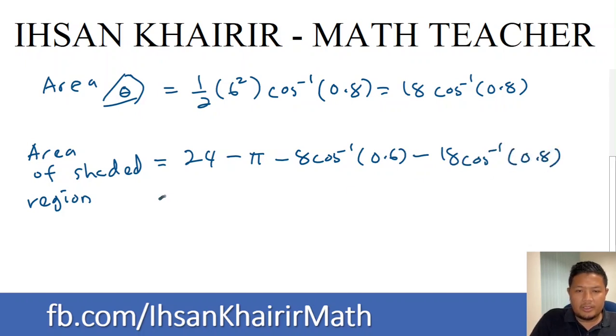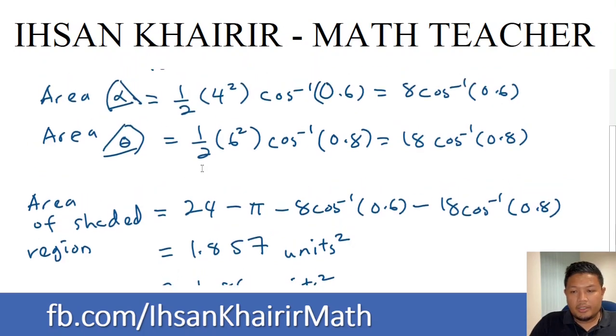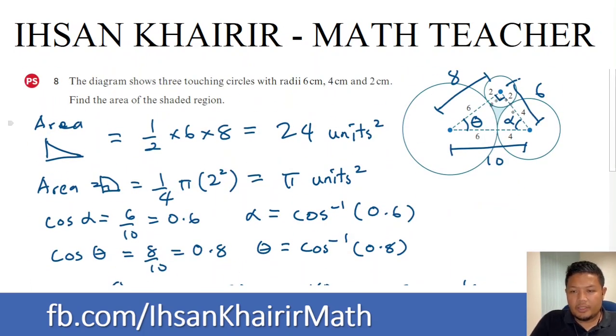So we're going to calculate that using our calculator. Make sure it's in radian mode, and we get something to the tune of 1.857 units squared. For A levels, you can round this to three significant figures, which is approximately 1.86 units squared, and that'll be the answer for the area of this shaded region.